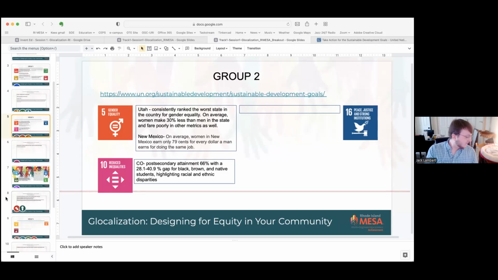Okay, thank you. So it seems like the Midwest is kind of all over the place, but in general, places like Utah have it pretty bad for gender equality. Utah ranks consistently the worst state in the country for gender equality. On average, women make 30% less than men in the state, and fare poorly in pretty much every other metric that I could find.